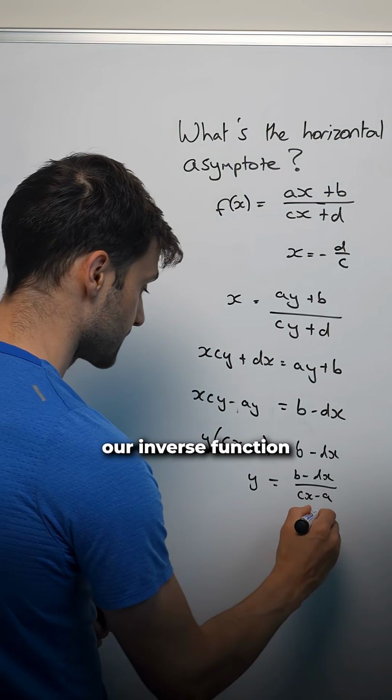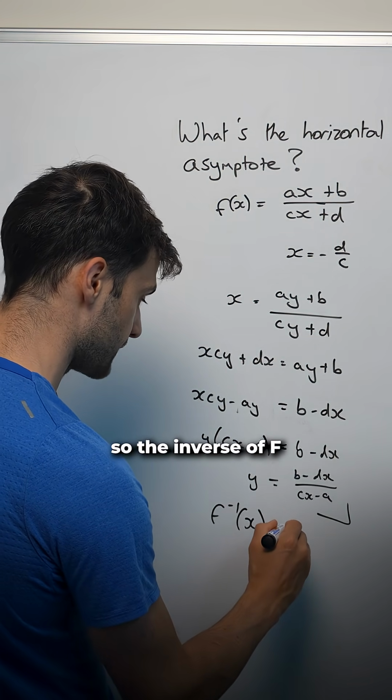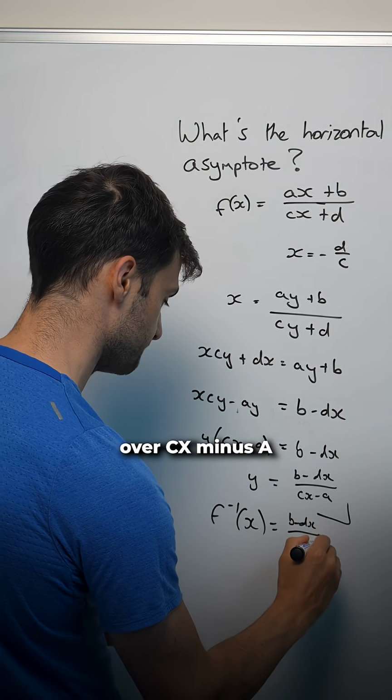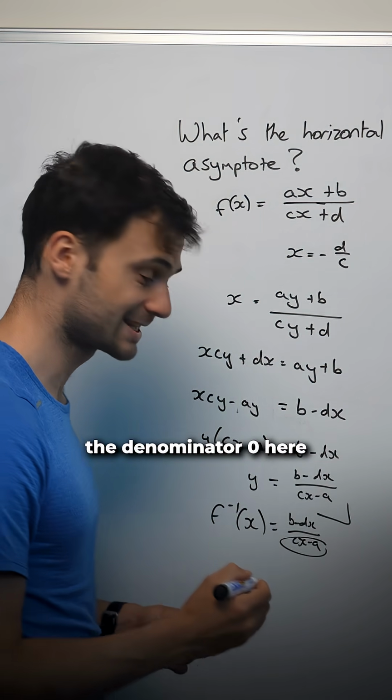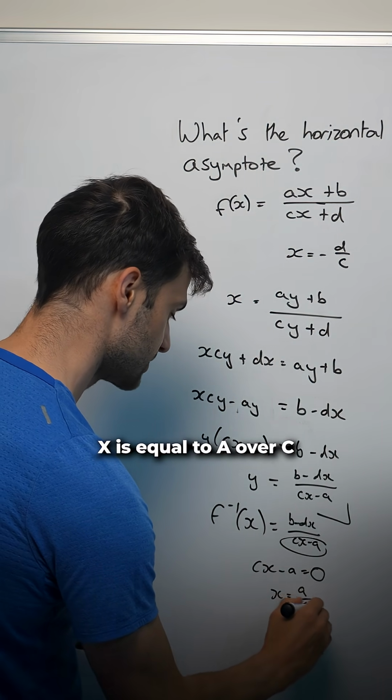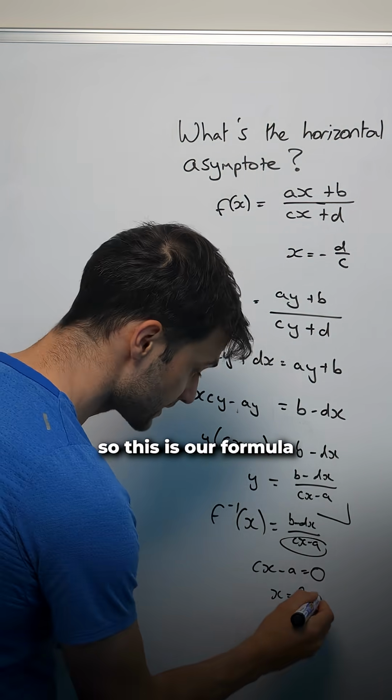And this is our inverse function. So the inverse of f is b minus dx over cx minus a. So the thing that makes the denominator 0 here, well, that is when x is equal to a over c. So this is our formula.